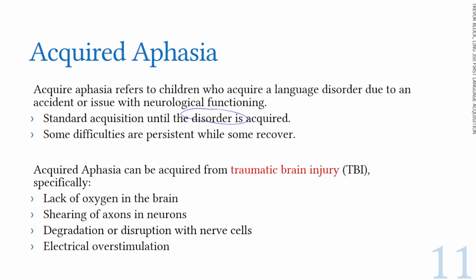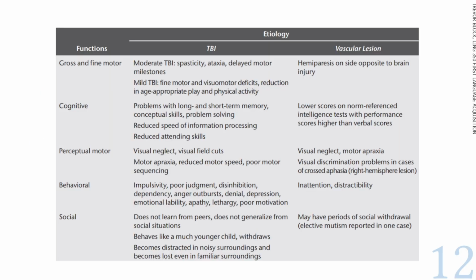So it's usually acquired from TBI. So traumatic brain injury, if there's no oxygen in the brain, if your axons aren't working, signals aren't being sent, if you have issues with nerve cells, or there's some overstimulation. So here's some information on here with TBI.